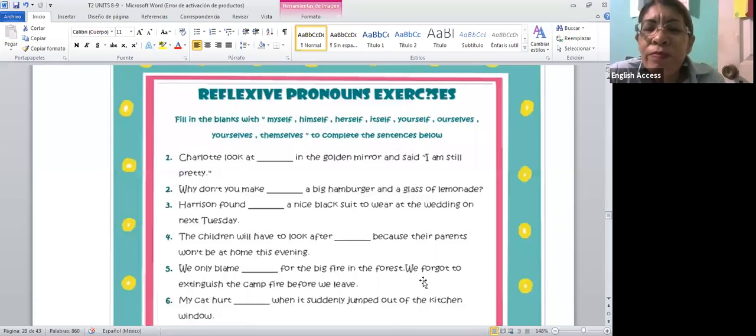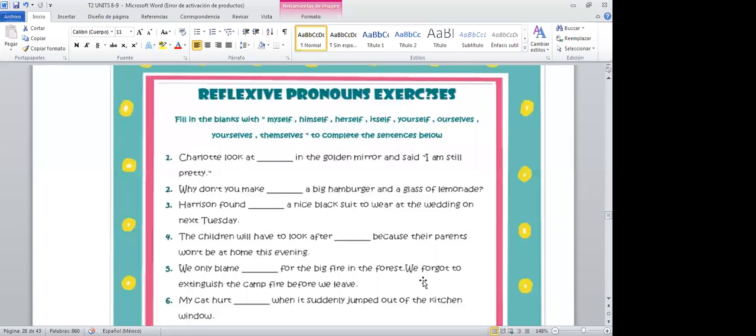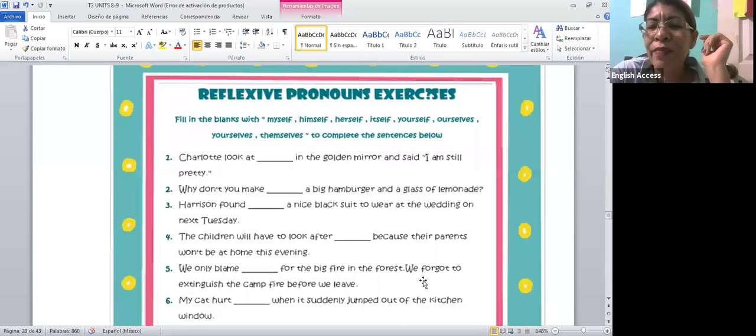Number two, why don't you make yourself a big hamburger and a glass of lemonade? When I'm asking this, why don't you make yourself, I'm saying, why don't you cook your own food? So you have to do it alone. I'm not going to help you. You are going to do it. Why don't you make yourself a big hamburger, okay?